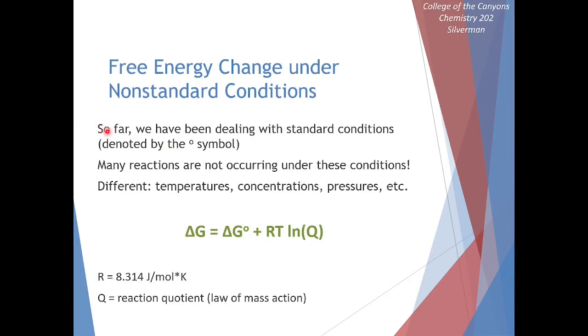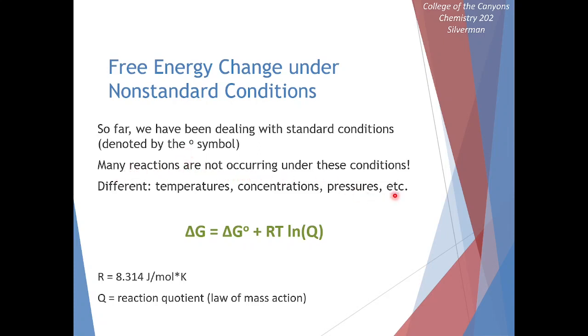To this point, we have been dealing with standard conditions. I haven't always been drawing it, but our symbol here, the little circle, implies that we're at standard conditions. Our formulas so far have been using this standard conditions symbolism. When that symbol is present, we have solutions at 1 molar, we have pressures at 1 atm, and our temperature, unless otherwise specified, is going to be 298 Kelvin.